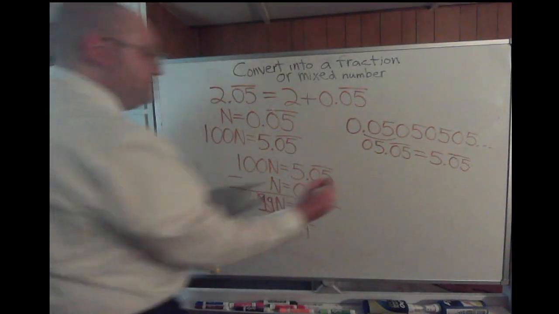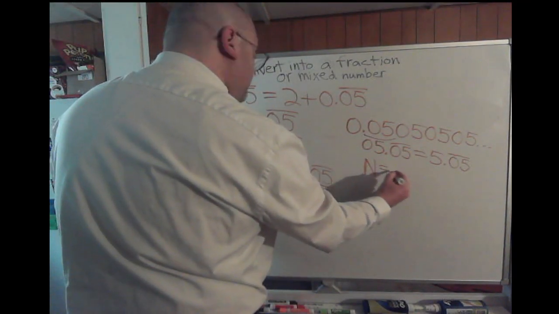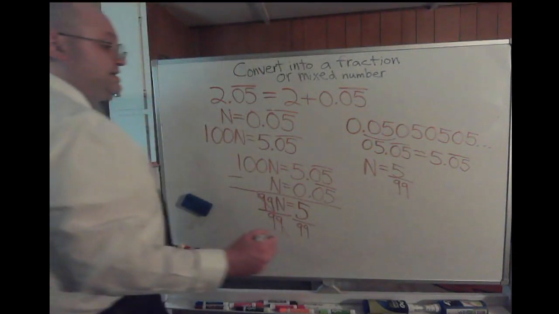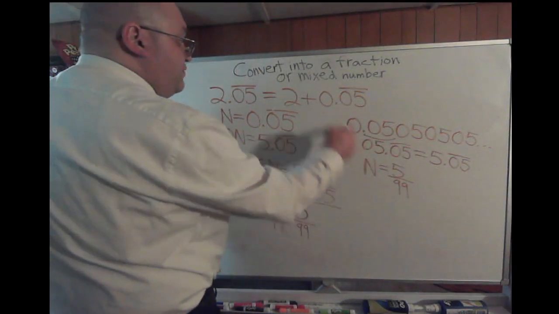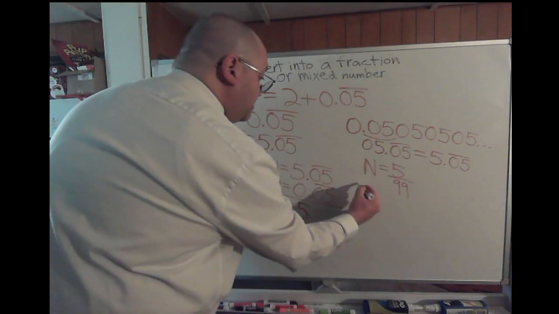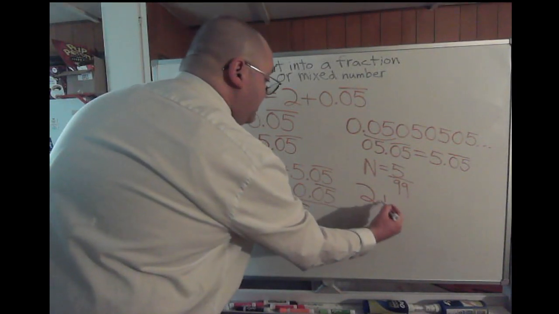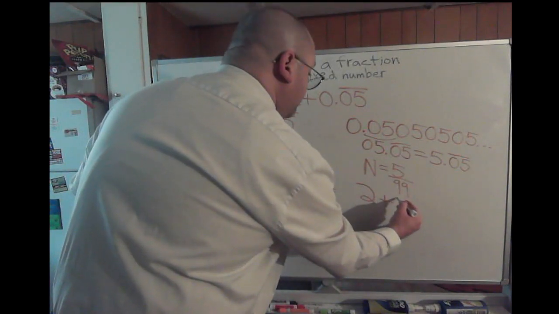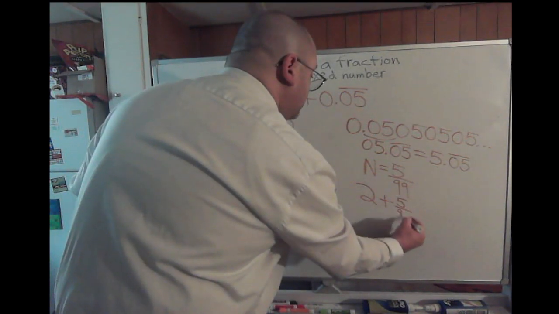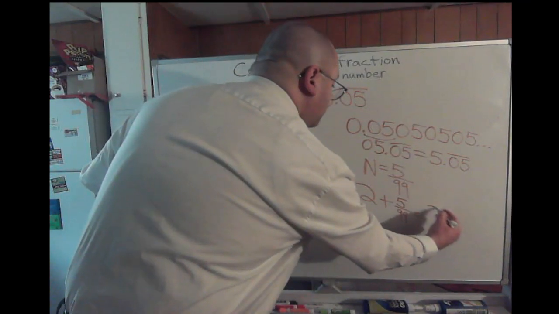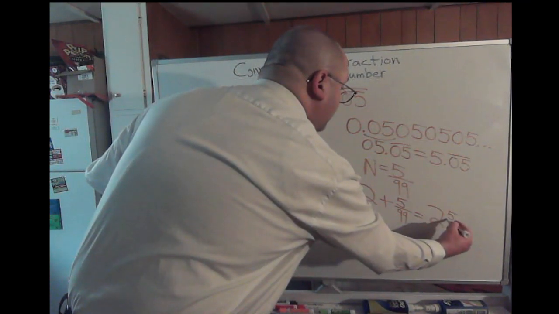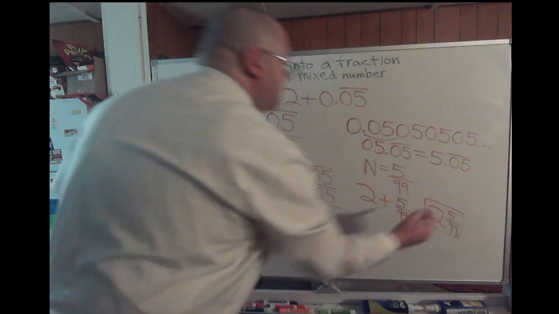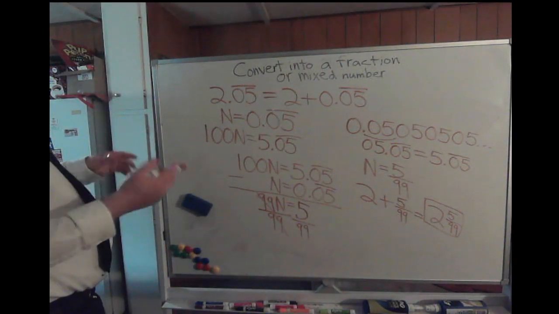99s will cancel out. So n is equal to 5/99. Well, that's great. You got the fraction for 0.05 repeating, but you still have to add 2 to that, since you originally had a 2 in your original expression. So you have 2 plus 5/99, which therefore is equal to 2 and 5/99. So the answer, to make this into a fraction, is 2 and 5/99.